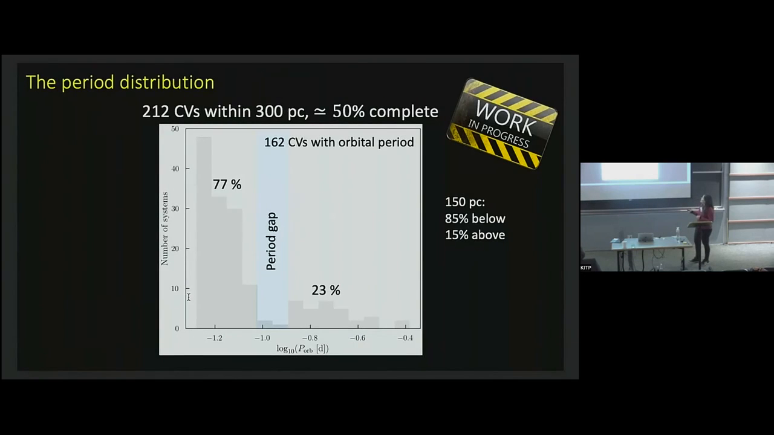Yeah, for the period distribution, we find slightly different numbers compared to the 150 parsec sample, but we only have at the moment 162 CVs with orbital periods, so we should get more orbital periods for the other CVs in order to confirm these fractions.